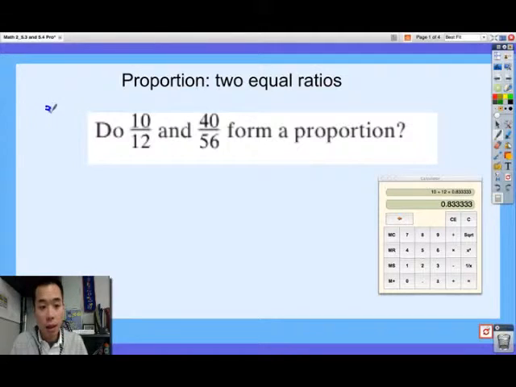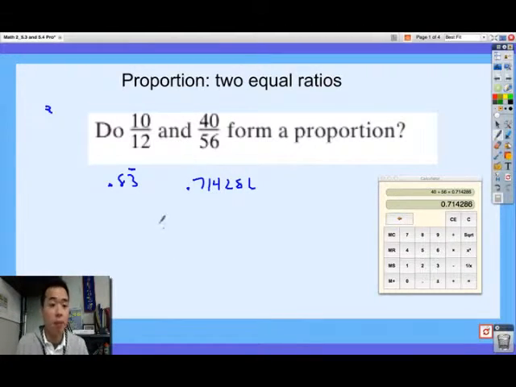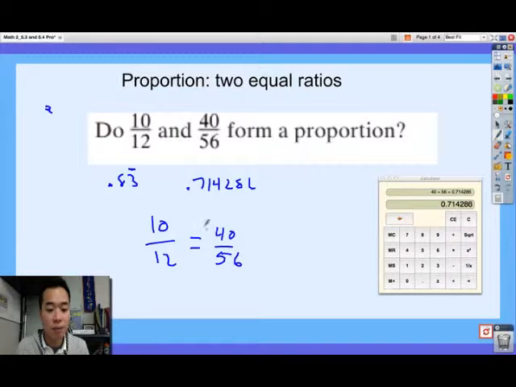Sorry about that. So, 10/12 is 0.83 repeating. And 40/56, 40 divided by 56, I get 0.714286. So clearly those are not the same decimals, so they're not proportional. So final answer, 10/12 does not equal 40/56. In math, you just write a slash through the equal sign, and it means that the proportion is not equivalent.